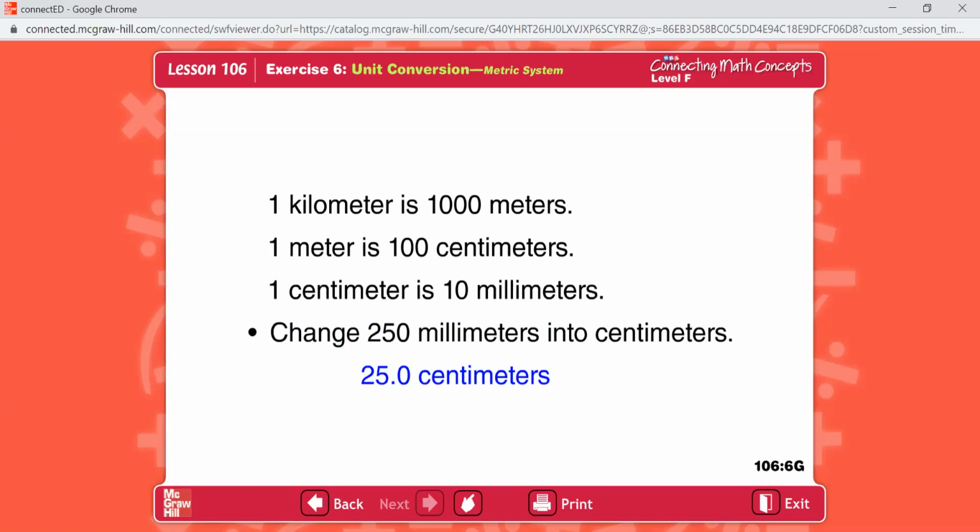Item B, change 7 tenths kilometers into meters, giving you 700 meters. Item C, change 456 meters into kilometers, giving you 456 thousandths kilometers. D, change 4 thousandths centimeters into millimeters, giving you 400ths millimeters. Item E, change 8 tenths centimeters into meters, giving you 8 thousandths meters.